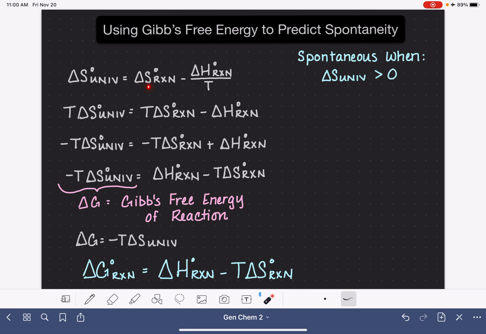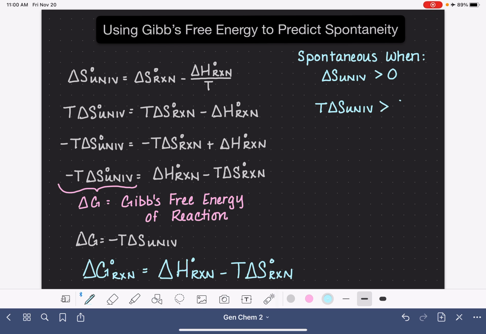When we algebraically manipulated this equation right here, the left-hand side of the equation, as it was originally written, needs to be a positive number. When we multiply temperature by this positive number, this side of the equation is still going to be a positive number. Temperature is always positive in this equation, never a negative number.